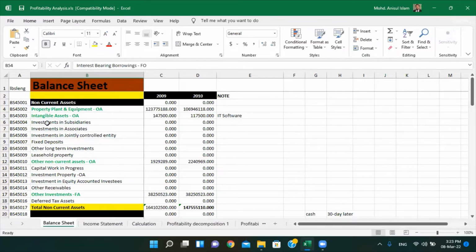You see that they have created a general format. Some items are 0, because these items may be available for some other companies, and these items are not available for the Bangladesh Lamps company.